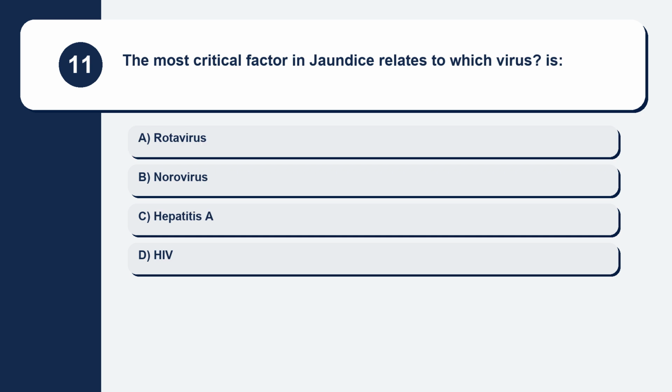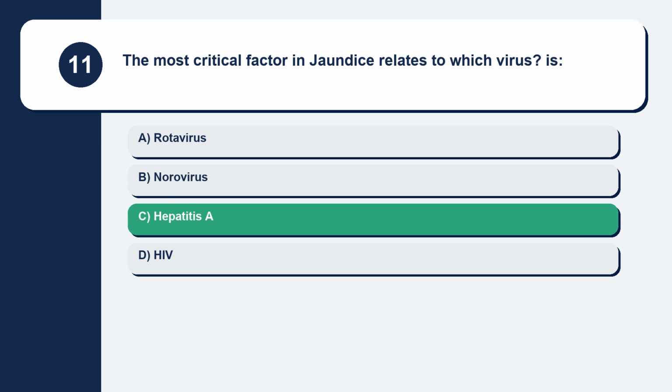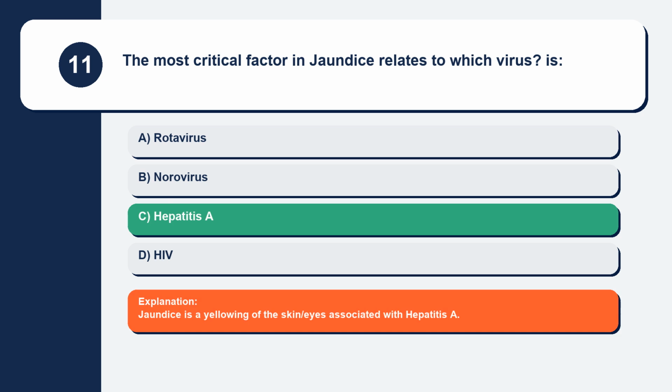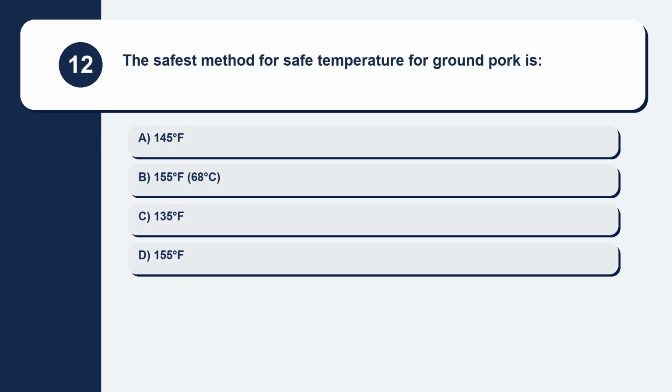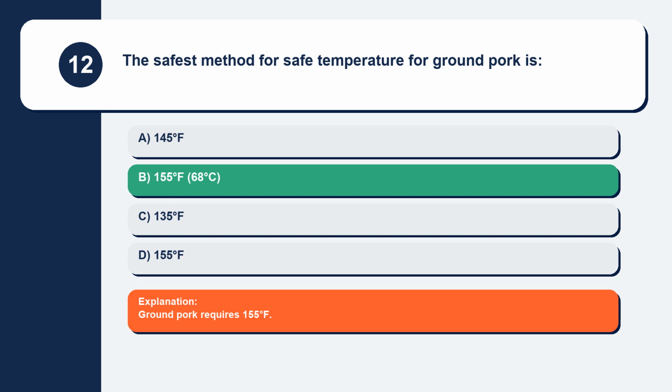Question 11. The most critical factor in jaundice relates to which virus? Is rotavirus, norovirus, hepatitis A, HIV. Jaundice is a yellowing of the skin/eyes associated with hepatitis A. Question 12. The safest method for safe temperature for ground pork is 145 degrees Fahrenheit, 155 degrees Fahrenheit 68 degrees Celsius, 135 degrees Fahrenheit, 155 degrees Fahrenheit. Ground pork requires 155 degrees Fahrenheit.